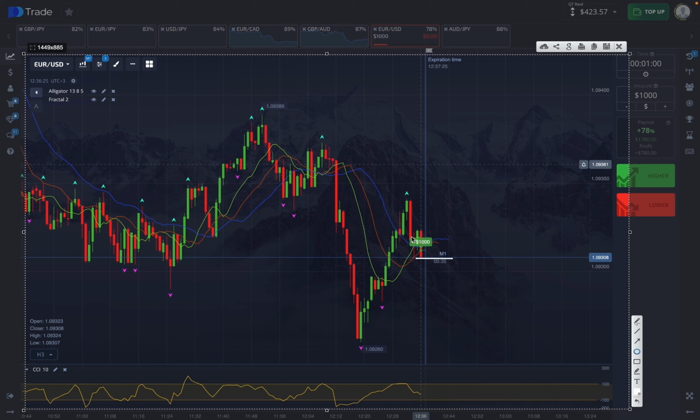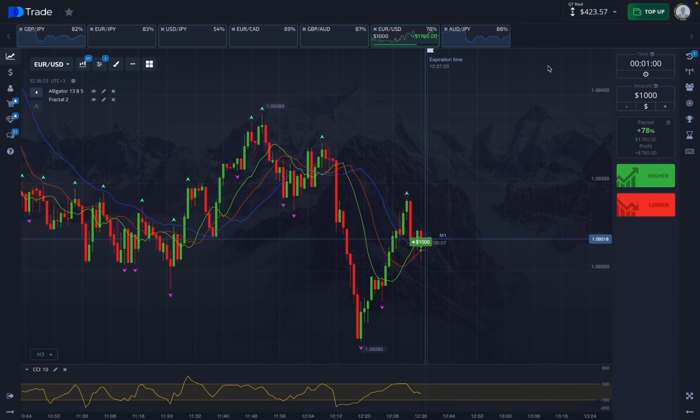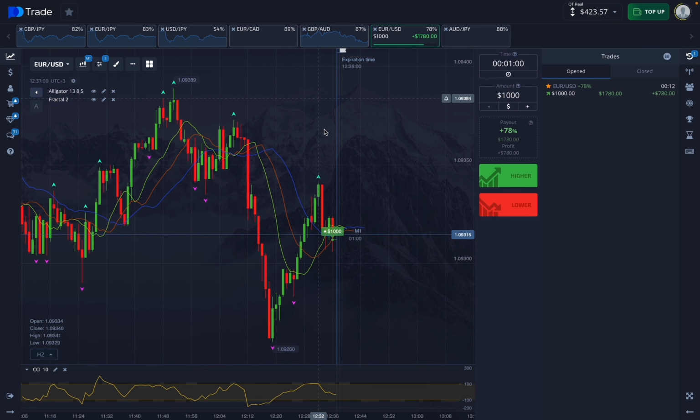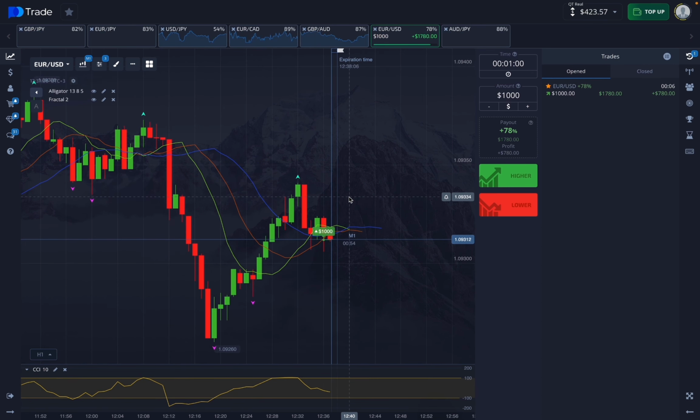Here we saw the intersection of the moving averages on the alligator from top to bottom. We also saw a good pullback of the price in general, which is why here I will open a trade for an increase in the direction. Given the trend of this upward dynamics, let's look at the result.